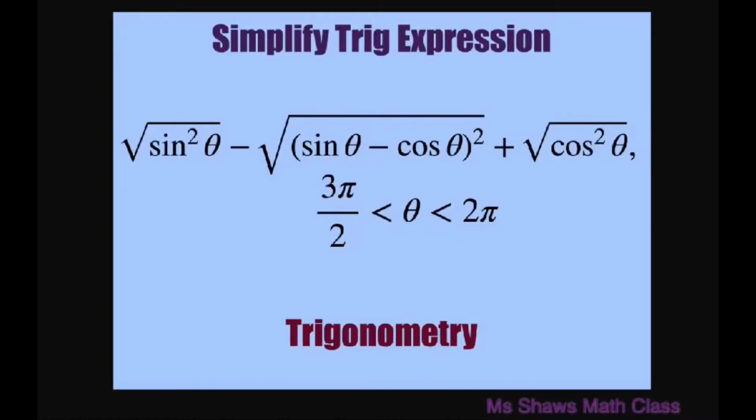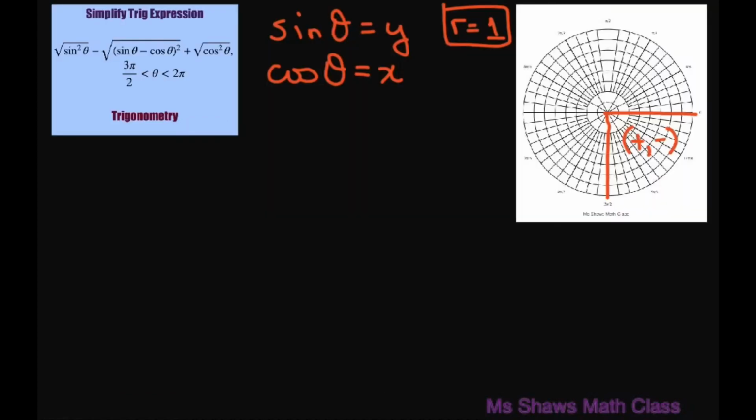New one. We're going to simplify the trig expression, square root of sine squared of theta minus the square root of sine of theta minus cosine of theta all squared plus cosine squared of theta. And this is when we're in quadrant 4 because we're in between 3 pi divided by 2 and 2 pi. So there's your 3 pi divided by 2, and there's your 2 pi right there.